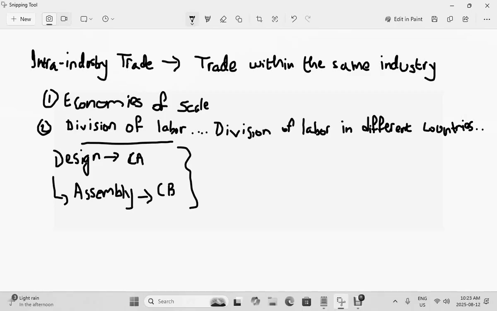All right, so you're technically splitting up the value chain, the supply chain. You're technically splitting up specialization. So country A might have human capital, so the workers might be more educated, more skilled to design and come up with a prototype of a certain product. Whereas country B may have, metaphorically speaking, no shortage of labor.